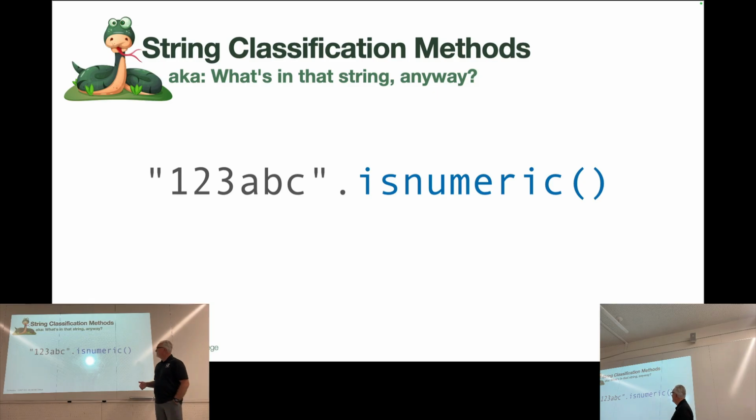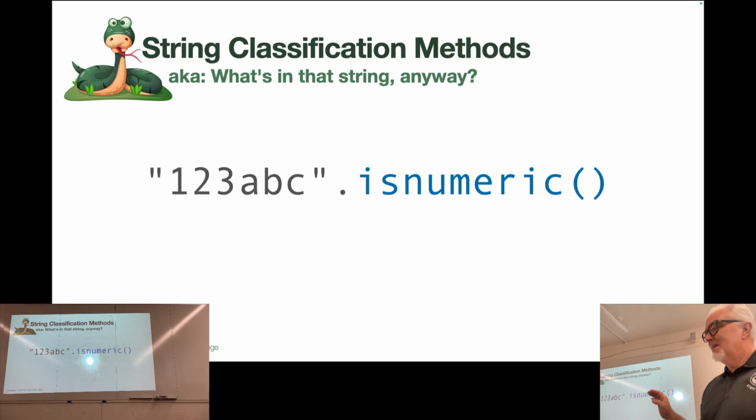For example, this one, string dot is numeric. Take a guess at what this one tells us. If it's a number, yeah, that's a great guess. More specifically, what it's going to tell us is, is every character in this a number? Okay, is every character in this string a number?